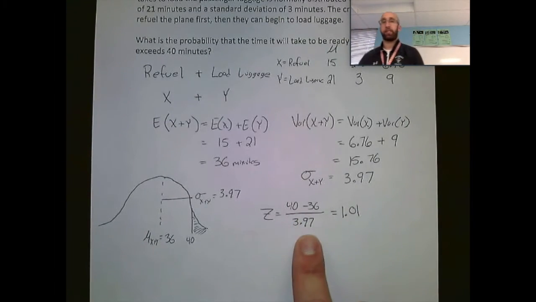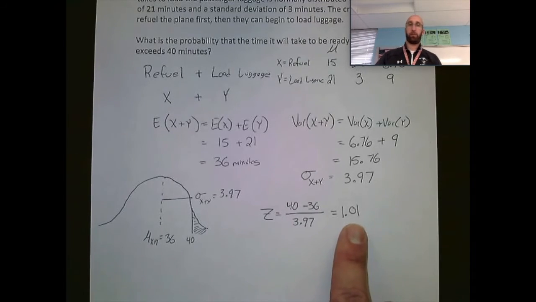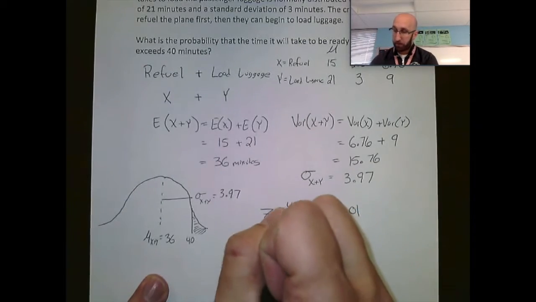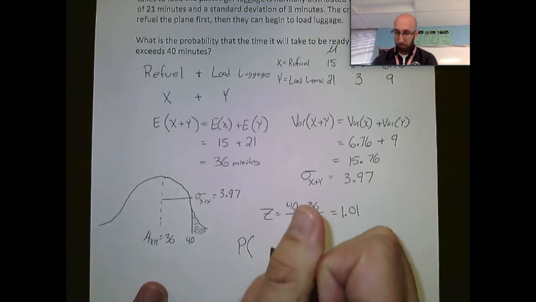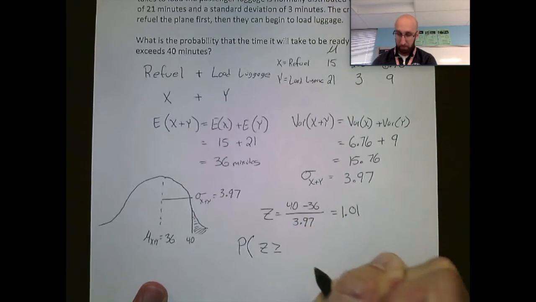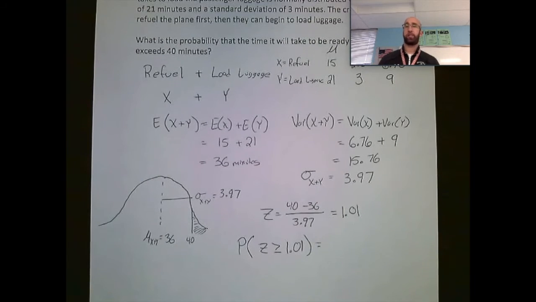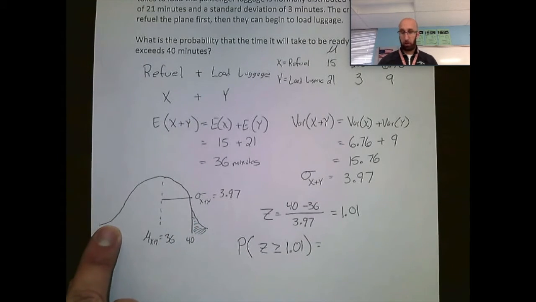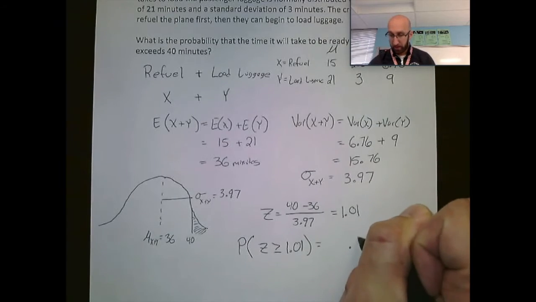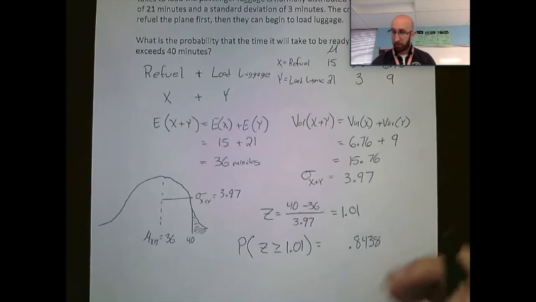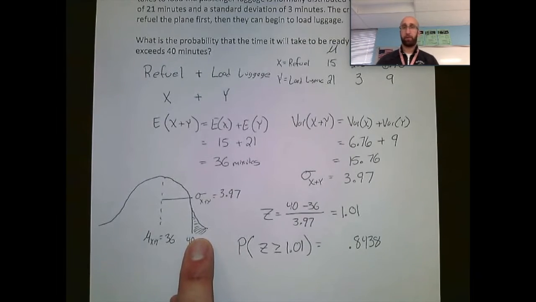If you do 40 minus 36 divided by 3.97 and round that to 2 decimal places, we're talking 1.01 for our z-score. So I want to know the proportion of data that is above 1.01. Remember with your z-score tables that we look this information up, you're going to look up 1.01, but remember the z-score table always gives you the area below. So when I look up 1.01, I get 0.8438. That doesn't look like 84% of my data. That's because I just got the area below.